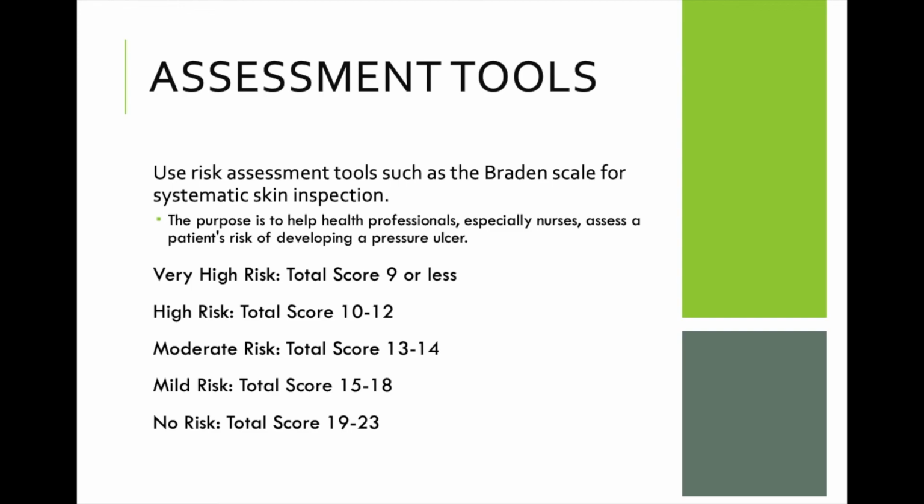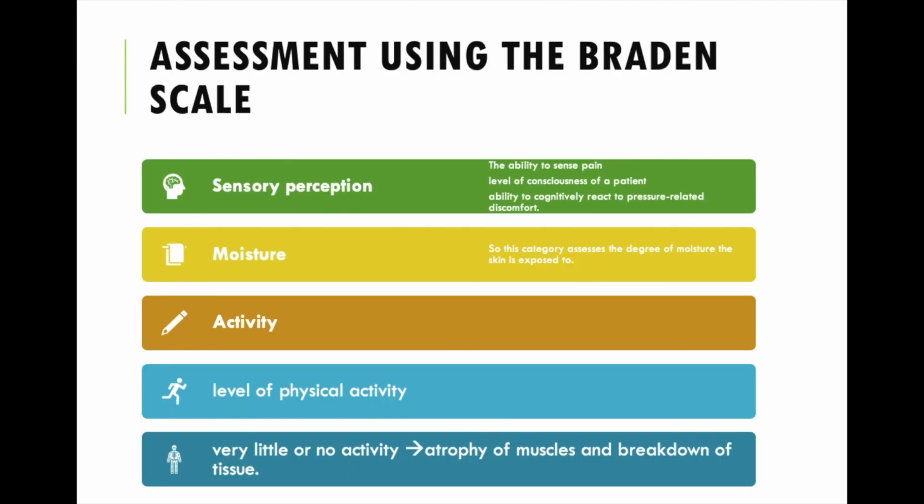Once they hit like the 13, the 10, they are moderate and high risk. And then anything from 9 or lower, they are really high risk of skin breakdown. So when you're doing the Braden scale, you're looking at sensory perception, the skin's moisture, and the activity that the patient has. Is the patient really immobile? Are they able to walk every 2 to 3 hours? Or are they bedbound, etc.